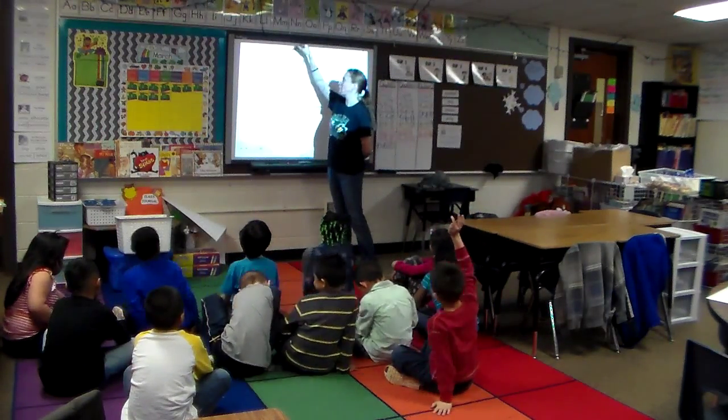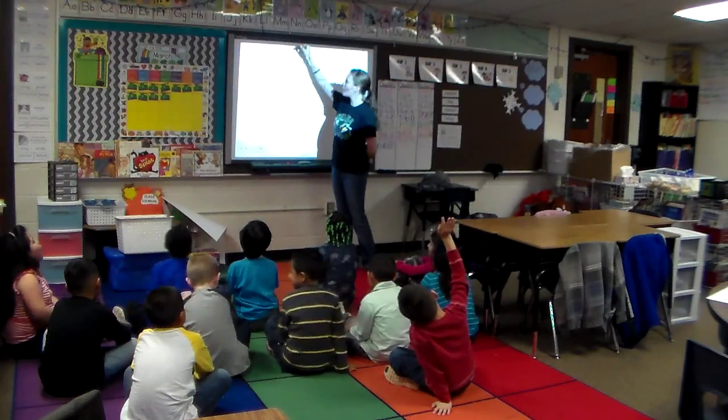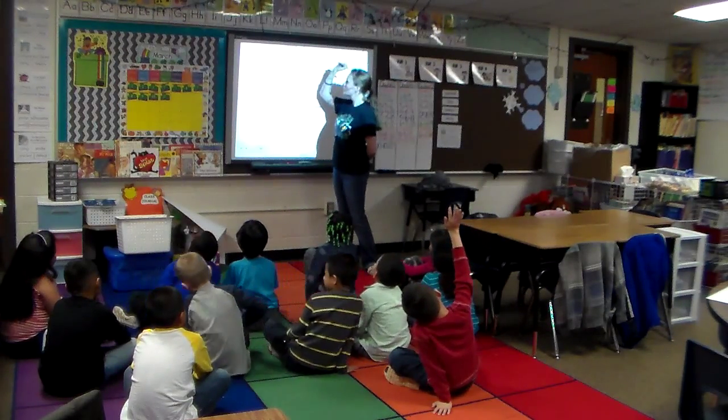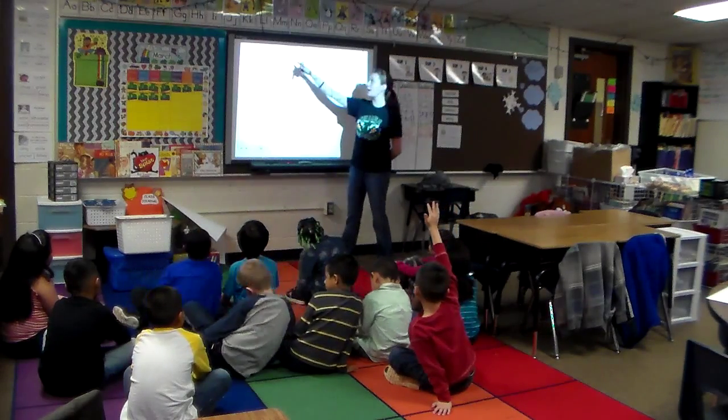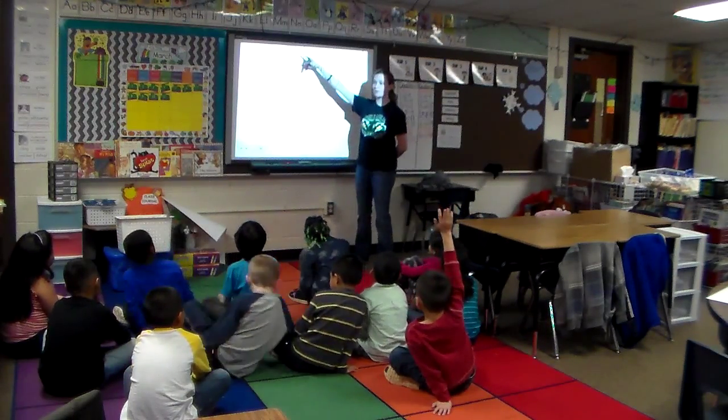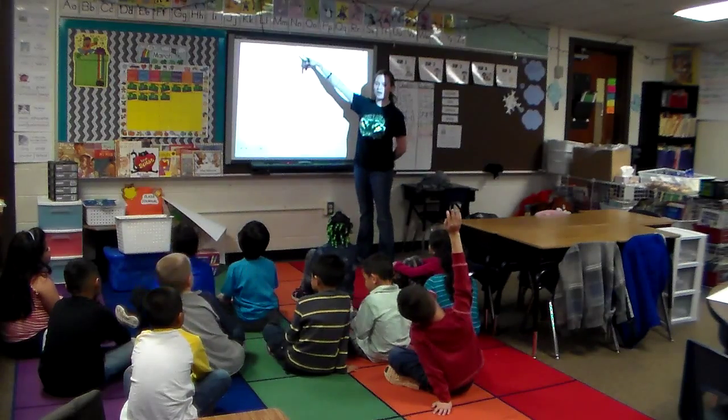And so, what number do I put up here? 1. Why 1? Because we're only adding 1 group of 10. That's correct. And you see how I put it up on top like what we did with the manipulatives? But this is on top.